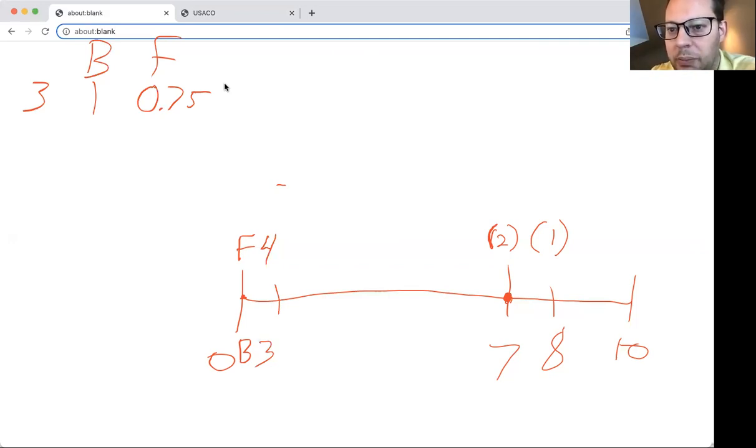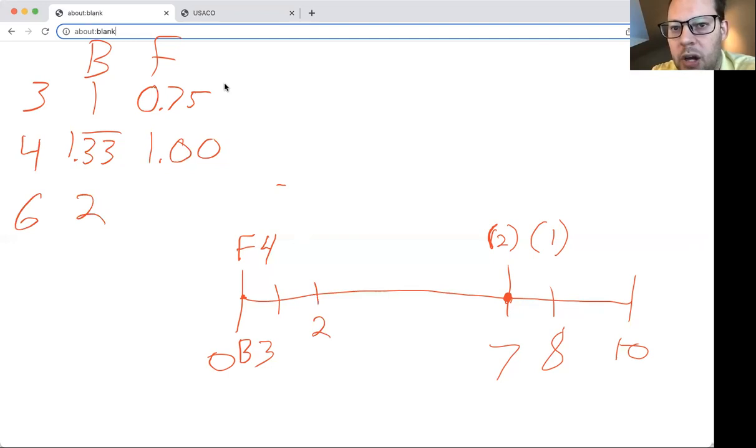At the 4-second mark, that's when Farmer John is going to reach 1 meter, at which point Bessie will already be 1/3 of a meter past that, so 1.33. Meter 2 will be reached by Bessie at time 6, at which point Farmer John will be at 1.5. At time 8, Bessie would be at 2 and 2/3, whereas Farmer John will have reached meter 2, and so forth. So you can kind of see the pattern here.